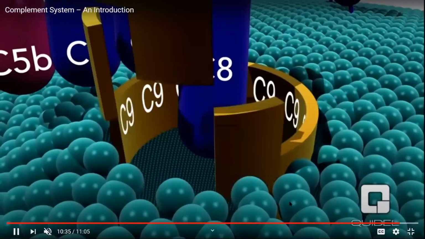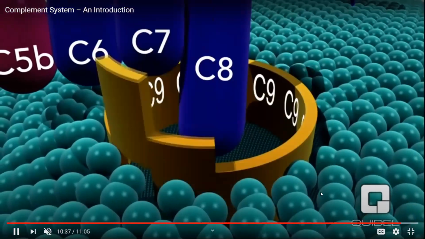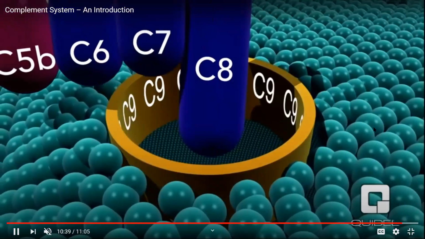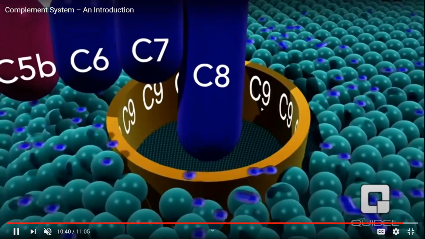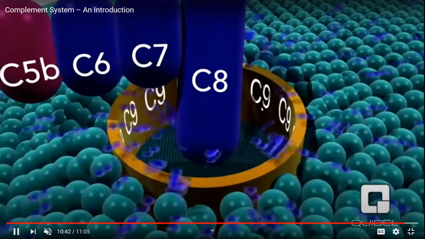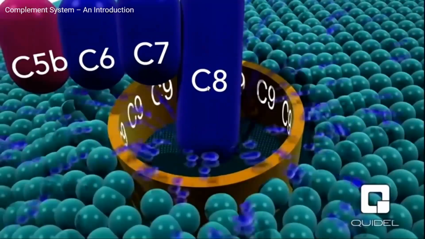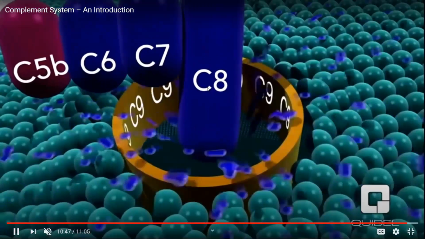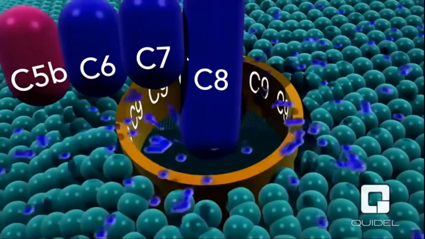And what happens finally? Water and other electrolytes enter into the microbial cell. So what is this forming? Membrane attack complex. This is a complex which is attacking the membrane. So this is how the alternative pathway works.